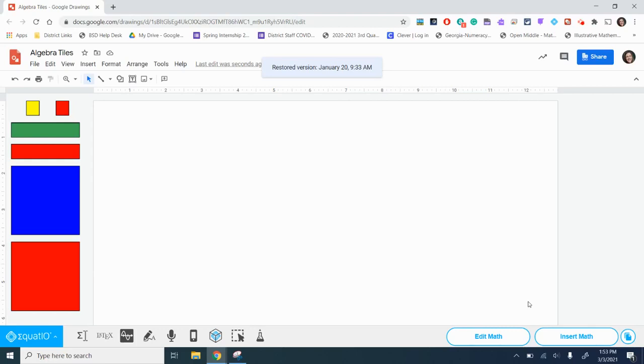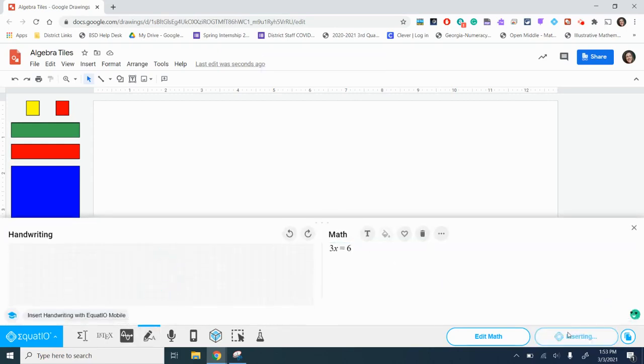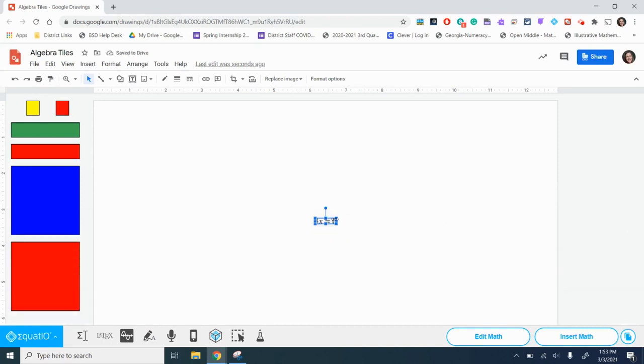All right, we're going to take a look at the equation 3x equals 6. And I've already entered that here in Equatio. I'm going to go ahead and insert the math. And I'd like to set up my workspace.